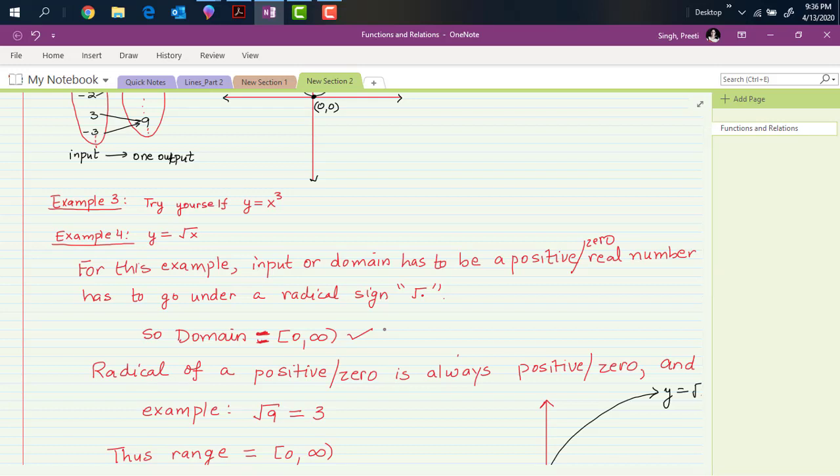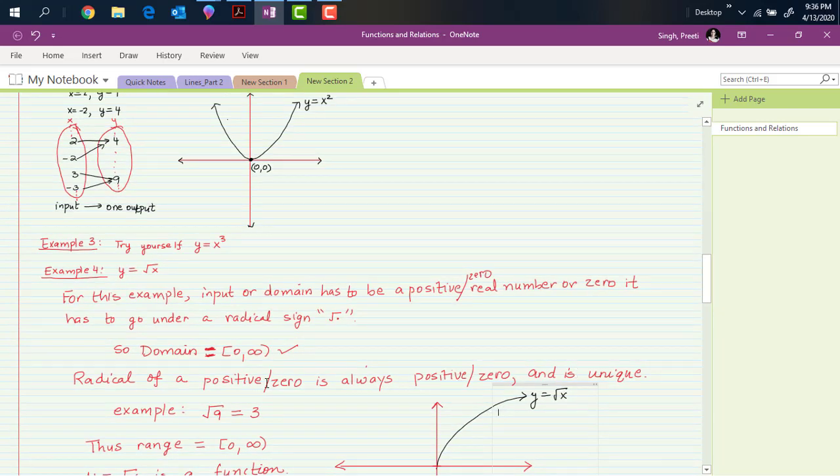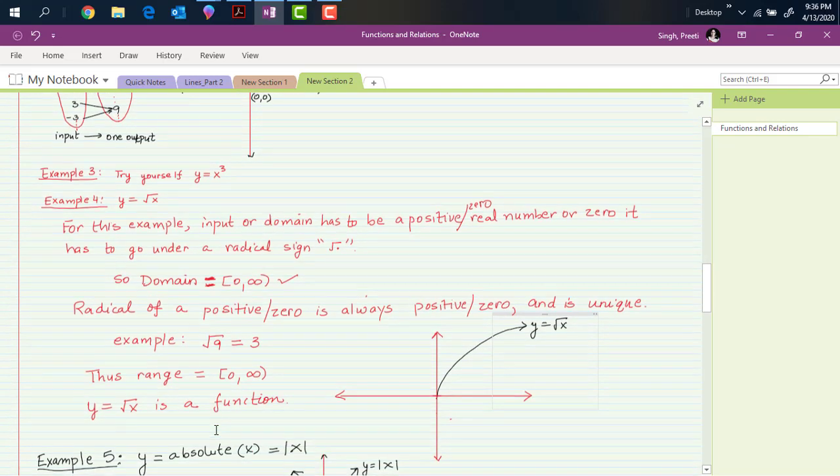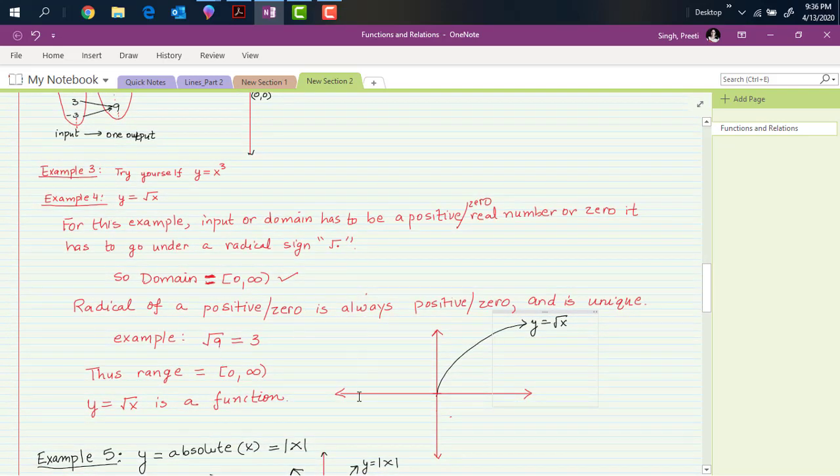Now the radical of a positive or 0 is always positive or 0. So it means that, for example, the radical of 9 is 3, right? The radical of 0 is 0. So it means the range is also non-negative.